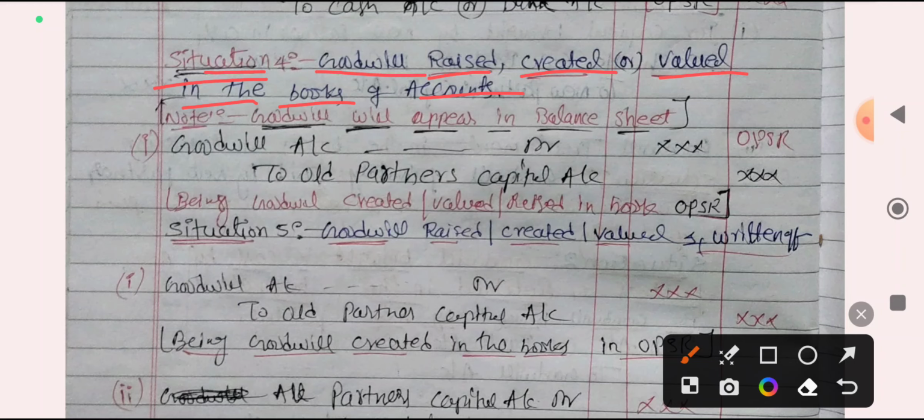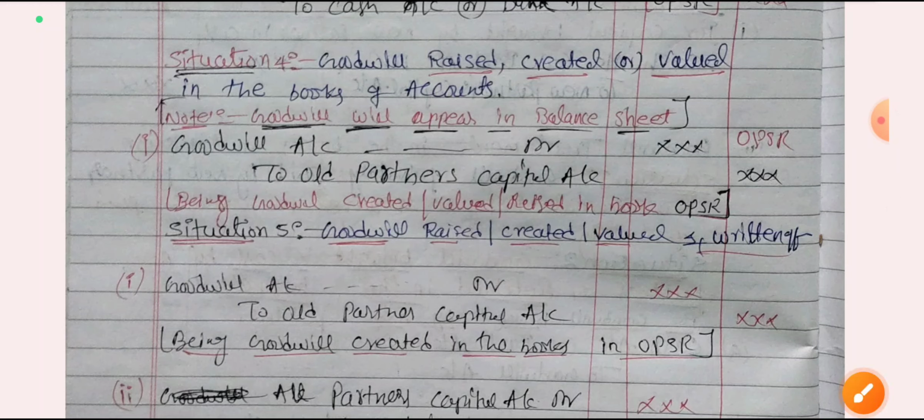So what is situation 4? Goodwill account debit to old partners' capital account. Goodwill created, valued or raised in the books. In the old profit sharing ratio, goodwill will be debited, and old partners, that is A's capital, B's capital, you will write as credit. So that is the general entry.